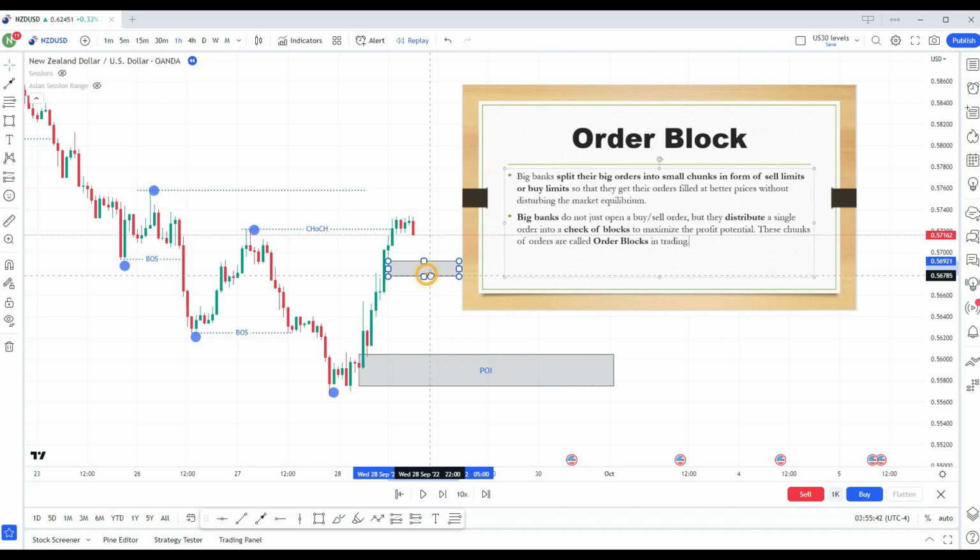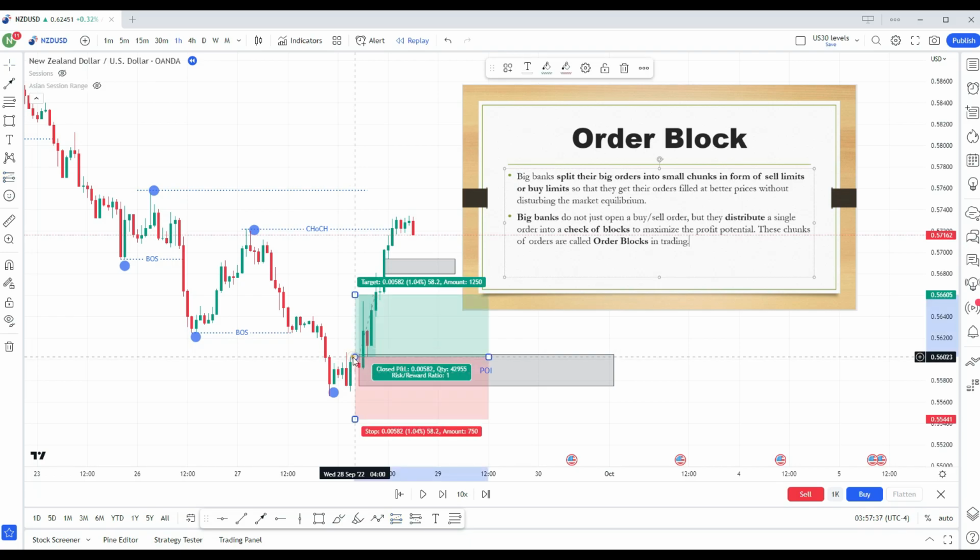And this is what ICT is calling fair value gap. And if you have not watched my video on fair value gap, I'll leave a link, and you need to watch it also to understand how to point out the fair value gaps. These are gaps in the market that must be filled. So this is how the banks have done, or the big institutions have done.